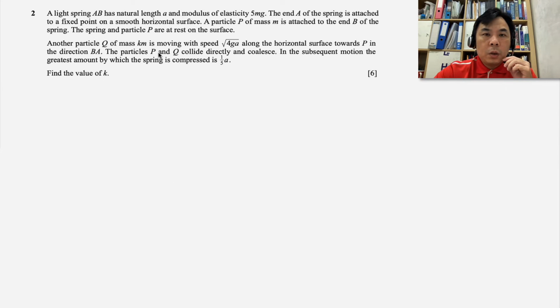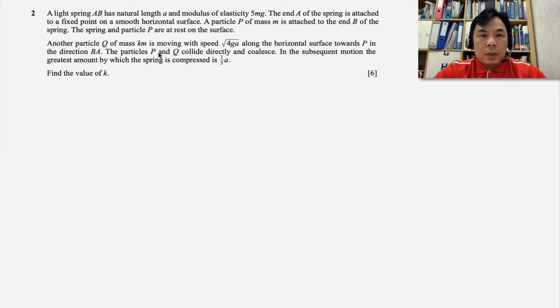Right, now let's take a look at the second question, which involves Hooke's law and elastic material. Here we have a light spring AB with natural length a and modulus of elasticity 5mg. The end A of the spring is attached to a fixed point on a smooth horizontal surface. A particle P of mass m is attached to the end B of the spring. The spring and the particle are at rest on the surface.